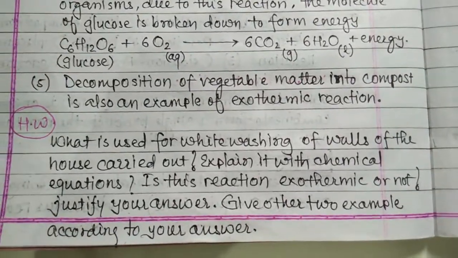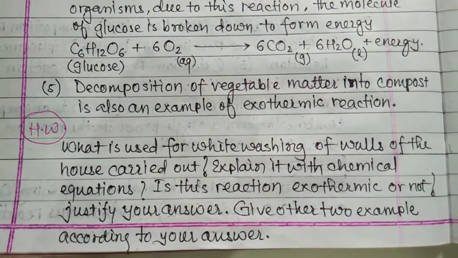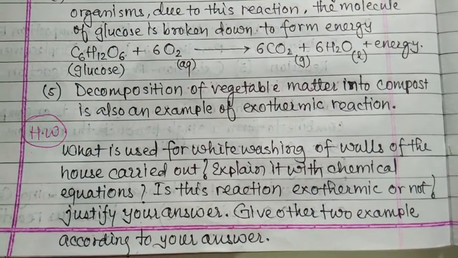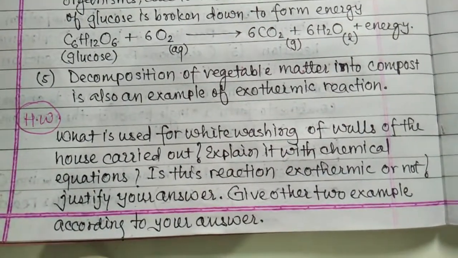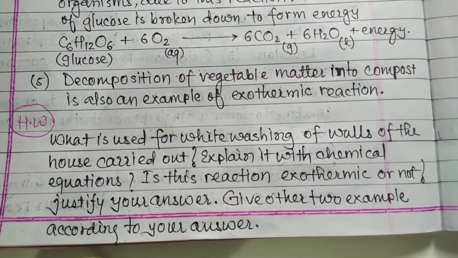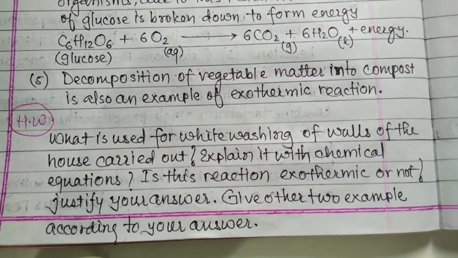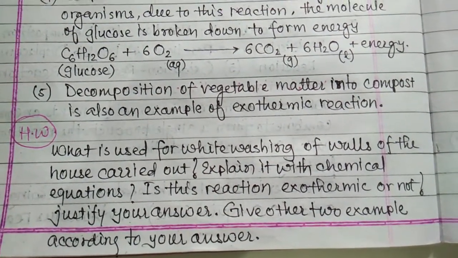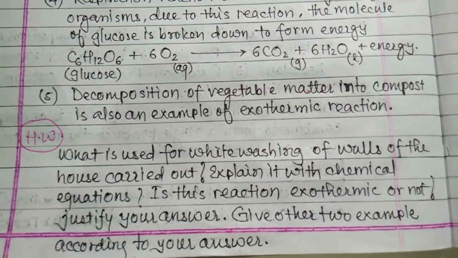Decomposition of vegetable matter into compost is also an example of an exothermic reaction. Now here is a homework question. You have to answer this question according to the discussion above.